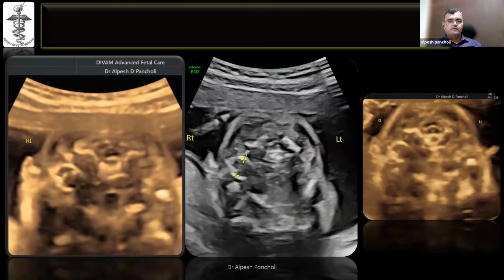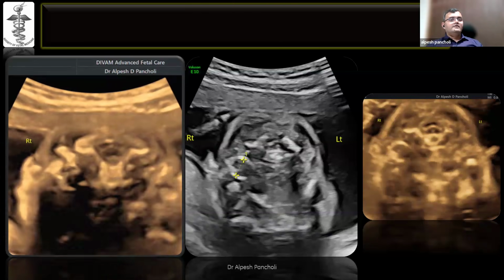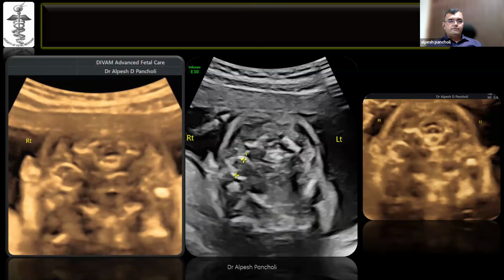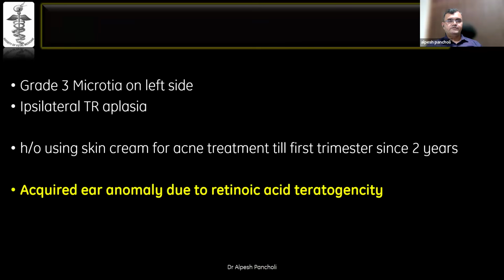There was no other anomaly in the fetus. So if I would not have screened the ear, I simply would have missed this anomaly. In spite of positive prognostic counseling, the couple opted for termination, and these are the post-abortal pictures confirming our diagnosis. So this is grade 3 microtia with ipsilateral tympanic ring aplasia.